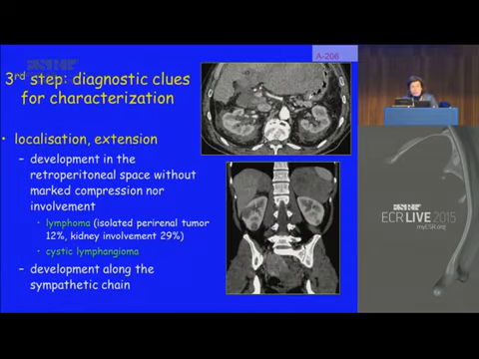Although there is substantial overlap of imaging findings, some imaging features, along with demographic and clinical findings, may suggest a specific diagnosis. And we move on now to the third step of diagnosis, that is diagnostic clues for characterization. Some tumors develop in the retroperitoneal space without marked compression or involvement of the adjacent organs, and these lesions include perirenal lymphomas, as in this example, with bilateral lesions and irregular margins. They can be associated with renal nodules, with renal locations.